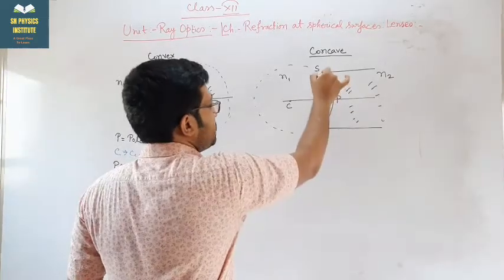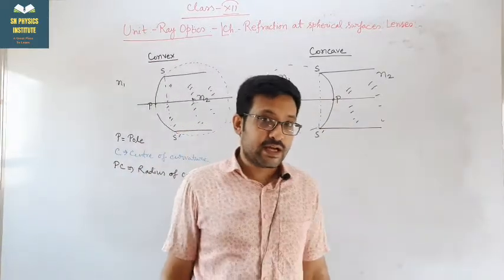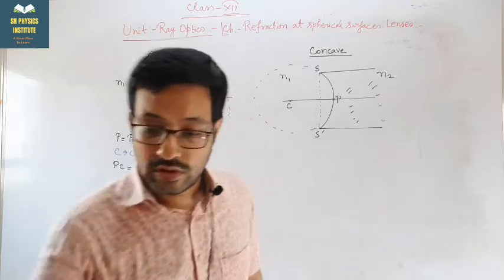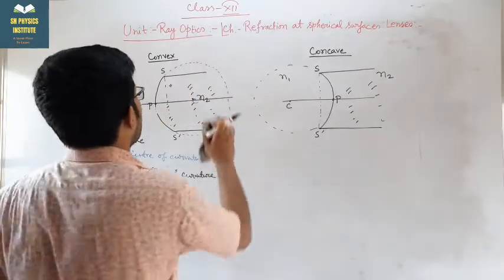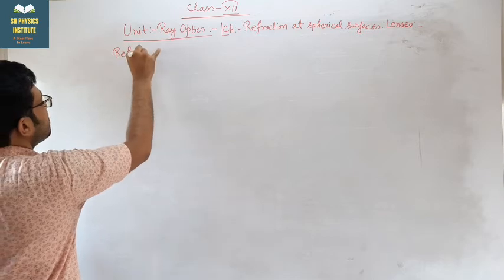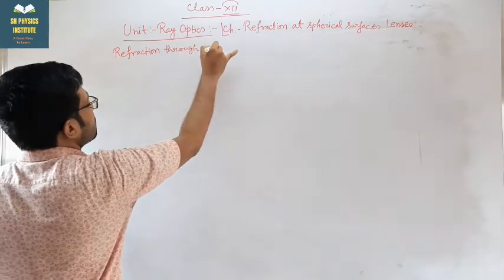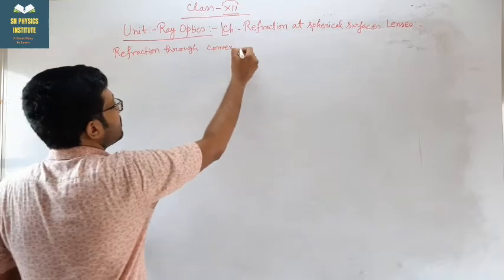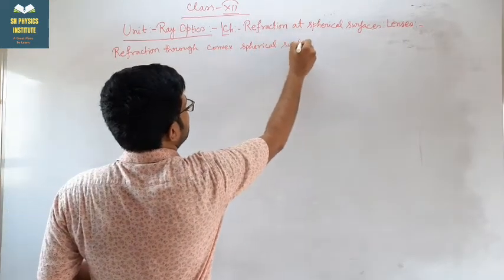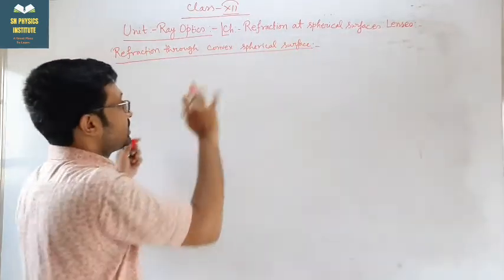And if you join here S prime, this is known as the aperture. Normally we take a small aperture for the spherical surface. So now let us discuss refraction through spherical surfaces. Refraction through convex spherical surface. This is the topic.